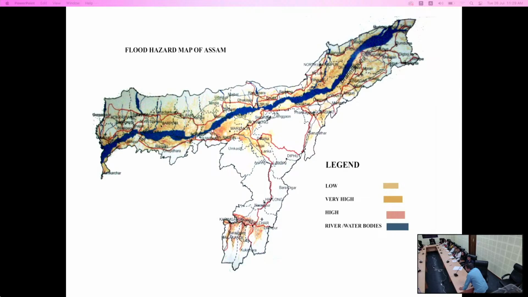Otherwise, the flood water resource minister may ask you, where should we concentrate our efforts? We can't work equally all over the state. Where should we do more work? Where should we do less work?